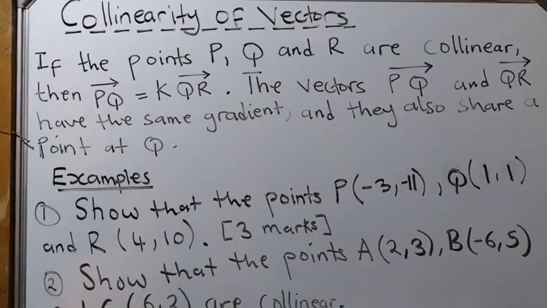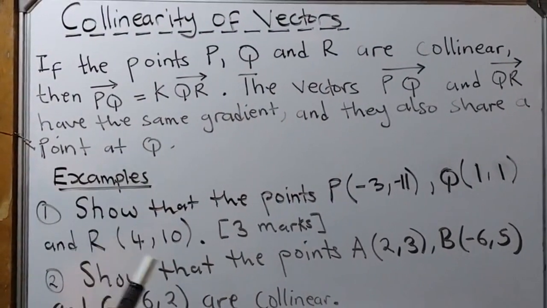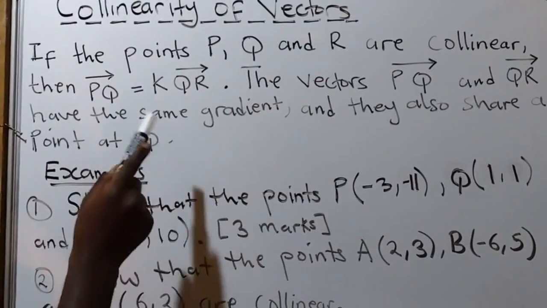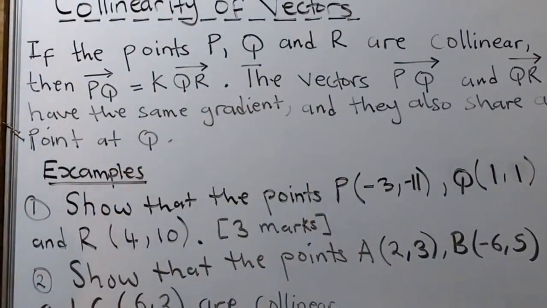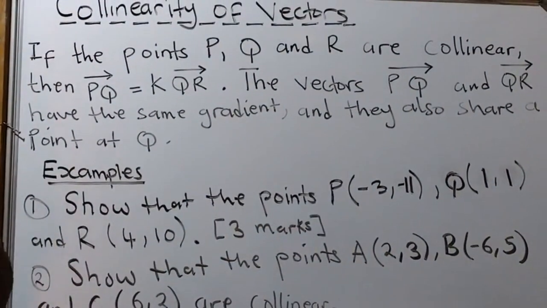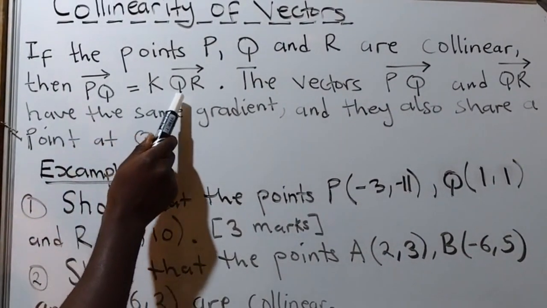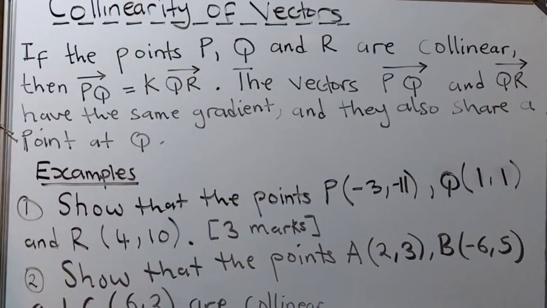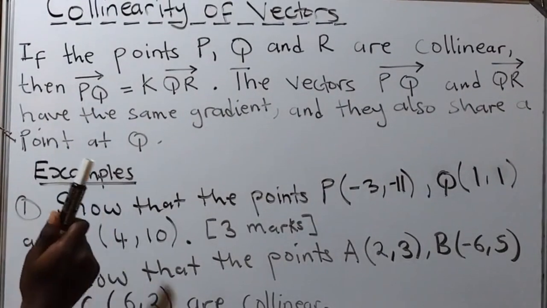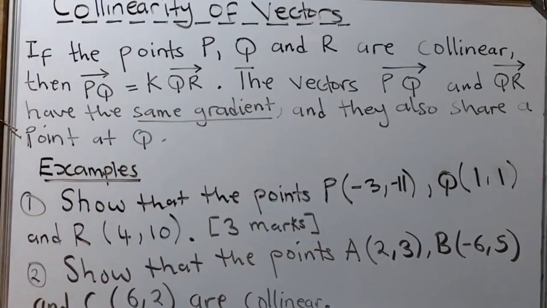So if you are given points like P, Q, and R, then we say these points are collinear. It means that the vector PQ is equal to a scalar multiple of the vector QR. So this also implies that the vectors PQ and QR are going to have the same gradient.